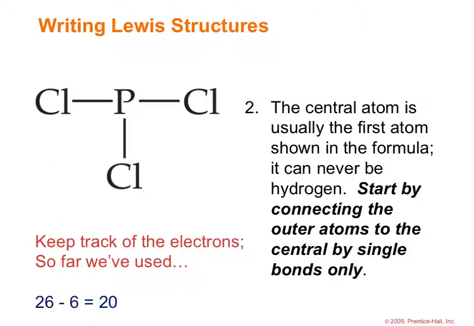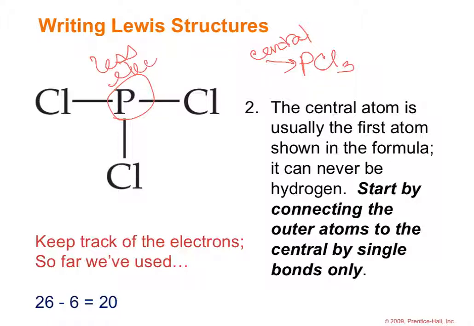All right, step 2. After you count valence electrons, you need to determine which of the atoms is central, the one in the middle. And the vast majority of the time, the central atom will be listed first. Not always, but the vast majority of the time. But the overall rule for that is that the less electronegative atom is the one that's central.